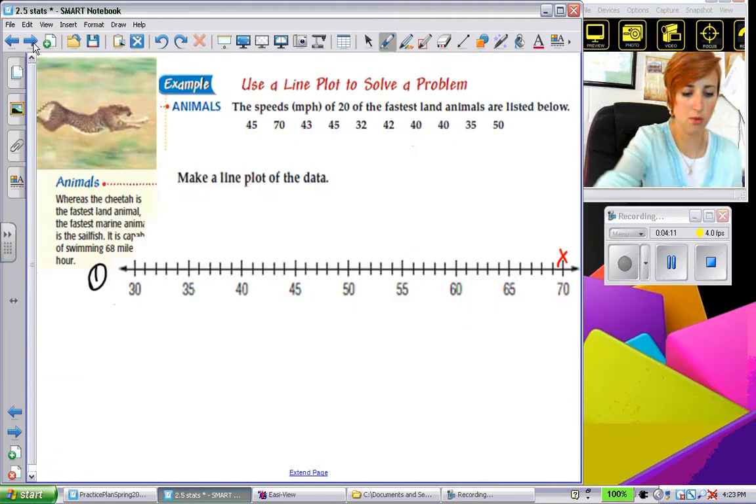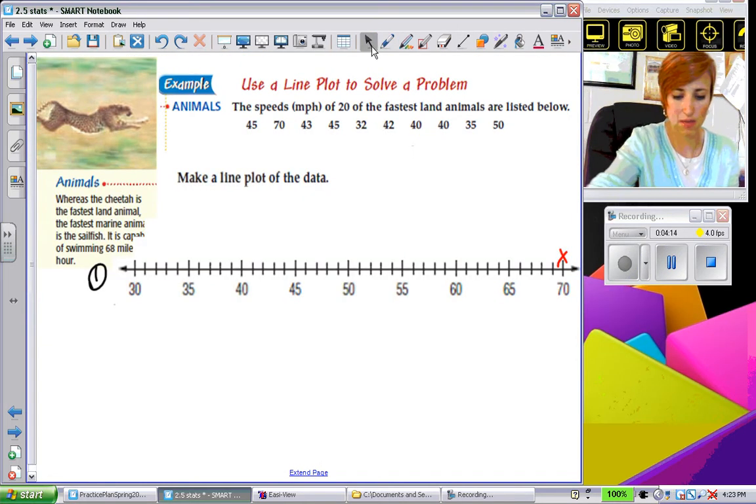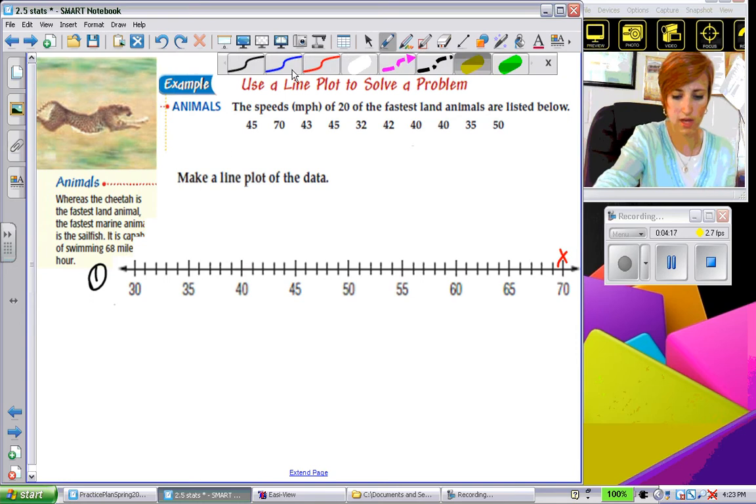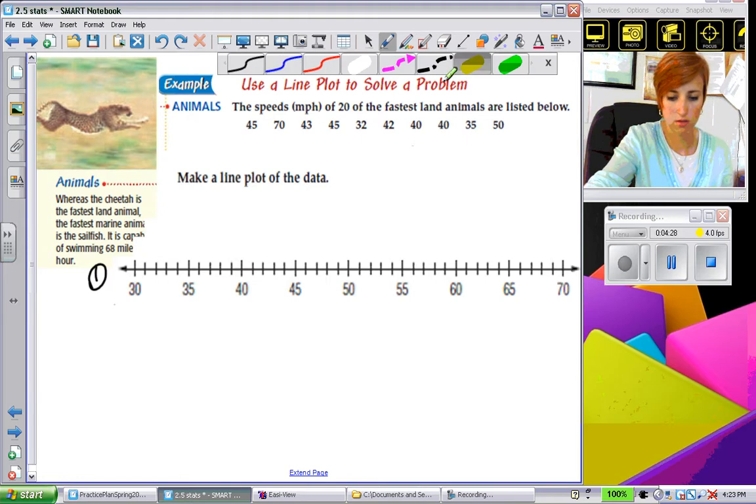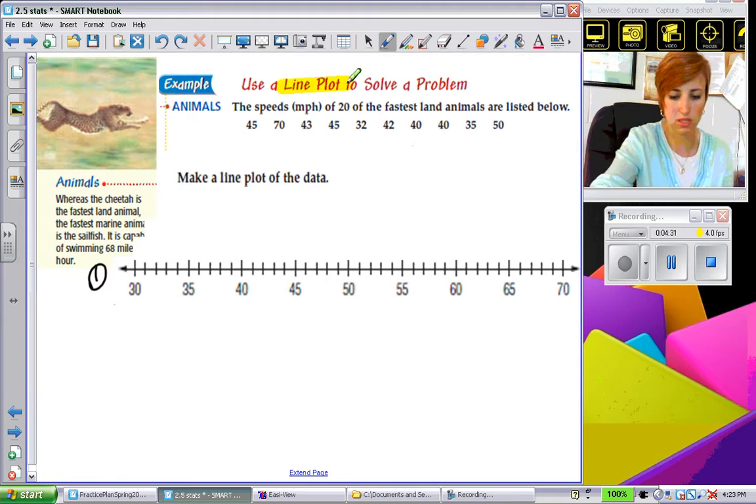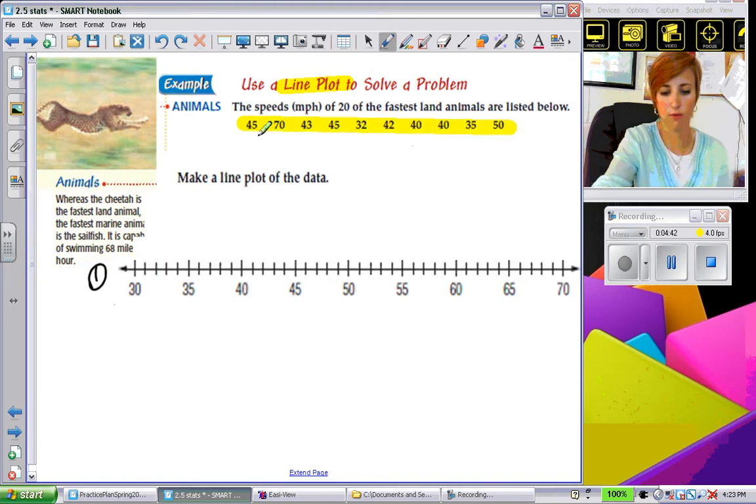So, example 1. We're asked to make a line plot of our data. So go ahead and write down your number 1. Start with your line plot right here. It says use a line plot to solve. The speeds in miles per hour of 20 of the fastest land animals are listed below. So go ahead and list out these numbers in your notes. The numbers are 45, 70, 43, 45, 32, 42, 40, 40, 35, and 50.